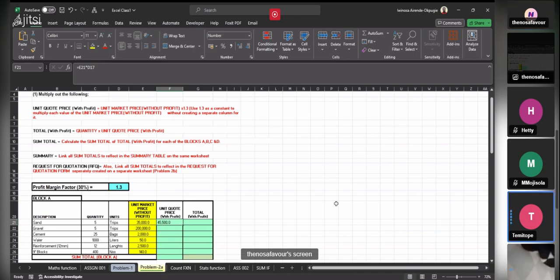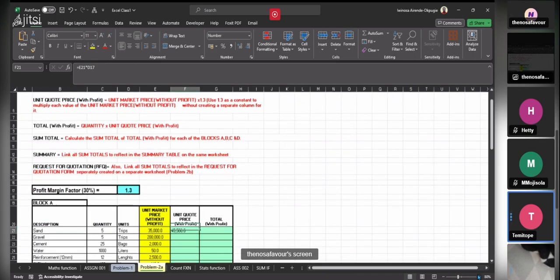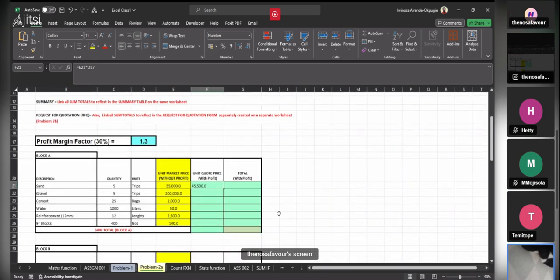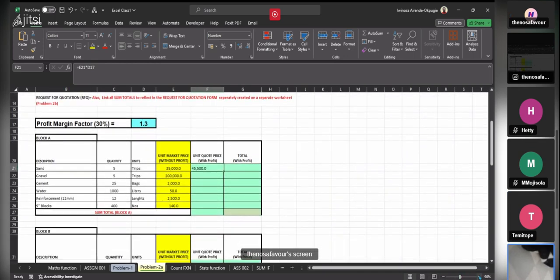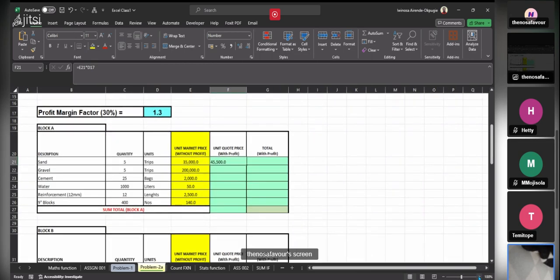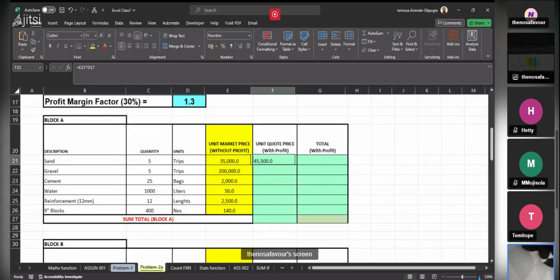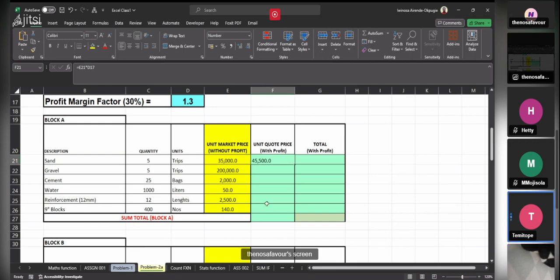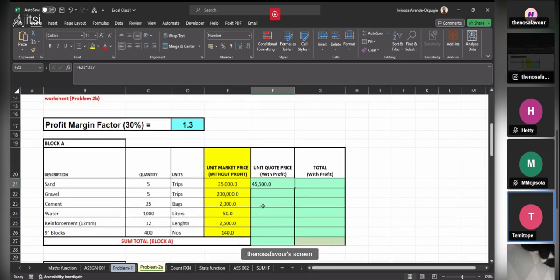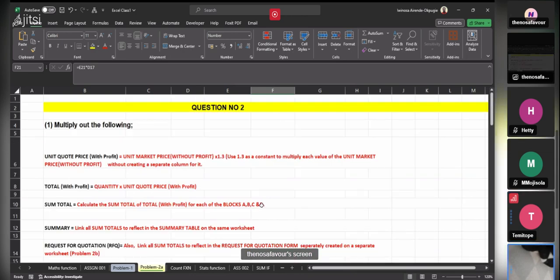Okay, so now we want to calculate the unit quote price, right? And we have the formula. The formula says, can you see the formula?